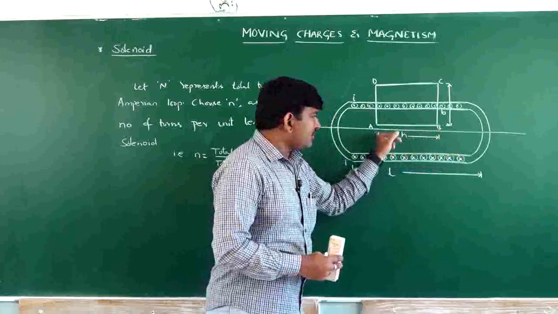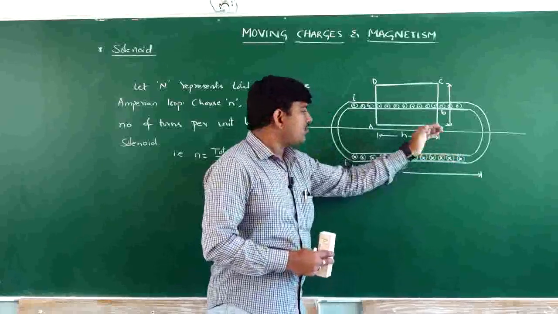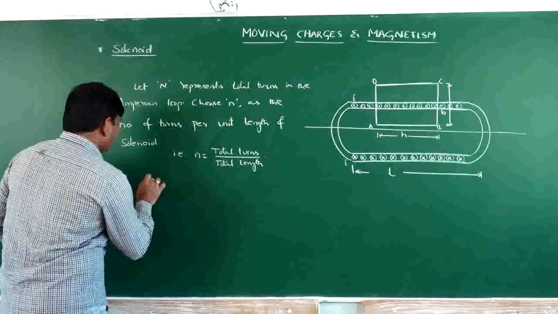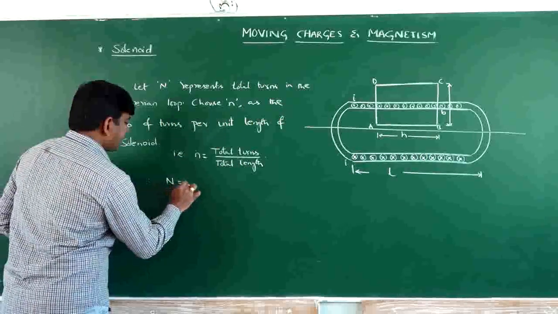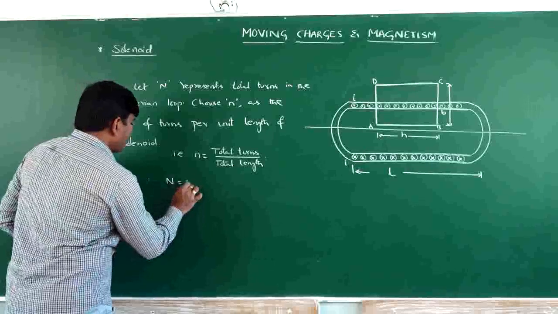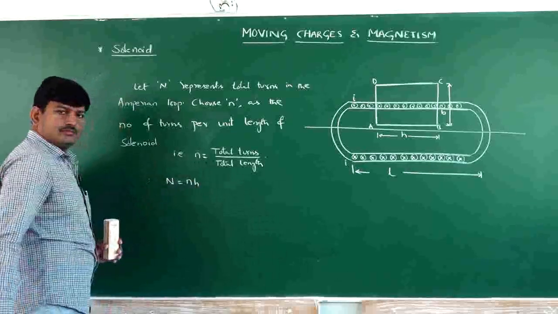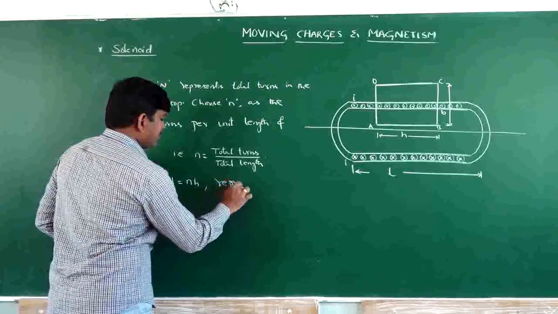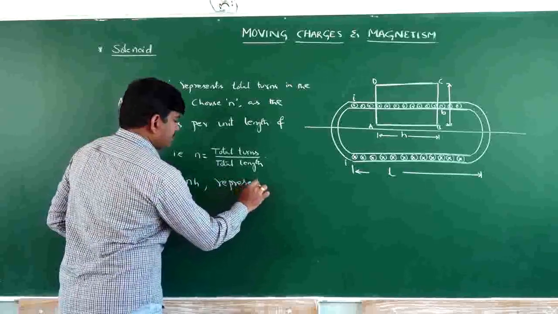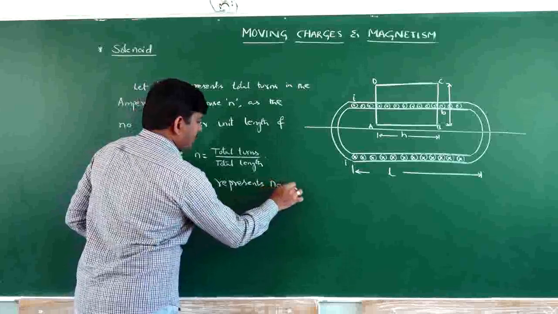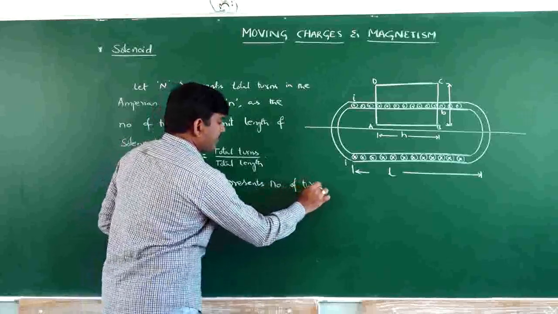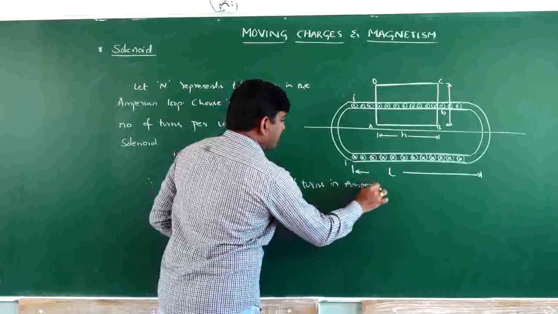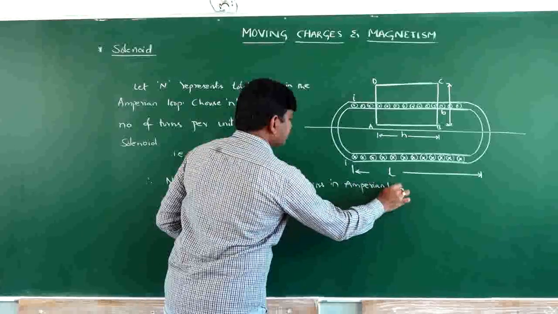The number of turns in this Amperian loop is nothing but the number of turns per unit length into the length of this. Therefore, capital N is equal to what can I say? Small n into h represents the number of turns in the Amperian loop. Is it clear?